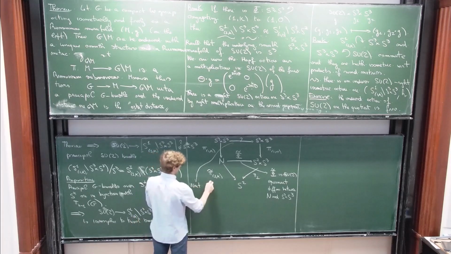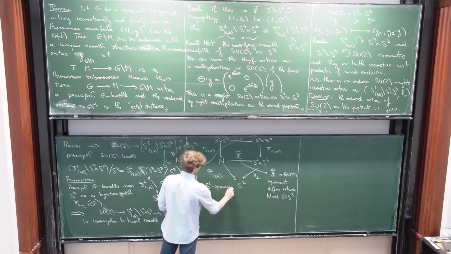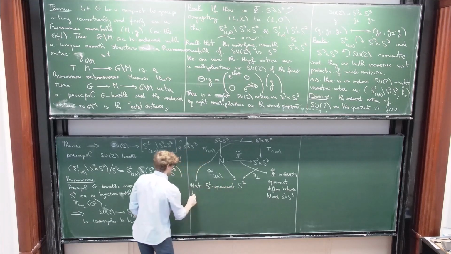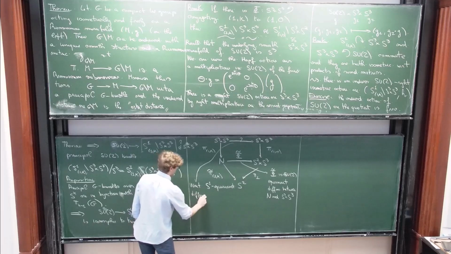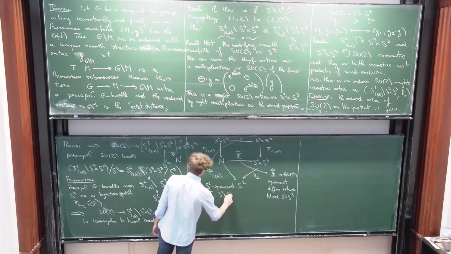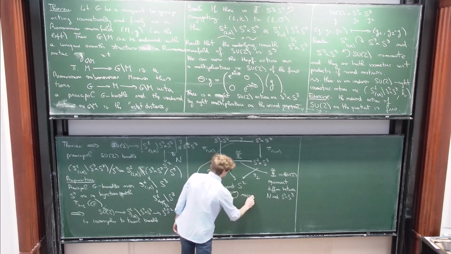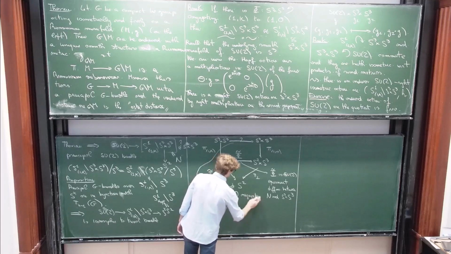Okay, so the diffeomorphism that we would like to find is an S1 equivariant diffeomorphism phi from S3 times S3 into itself, conjugating the two actions, such that the diagram commutes.